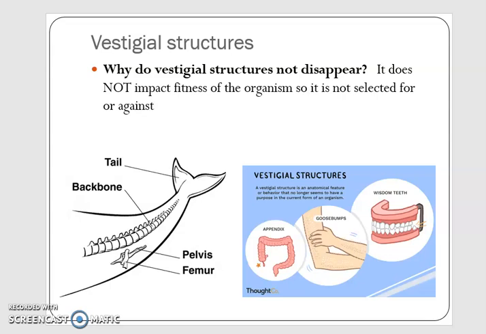We have in whales a pelvis or a femur bone, so even though whales don't currently use that, that would have been something that perhaps their ancestors would have used. The reason why they don't disappear is because vestigial structures don't impact the fitness of the organism, so it's not selected for or against, and so the structure just remains because it doesn't increase or decrease the fitness.